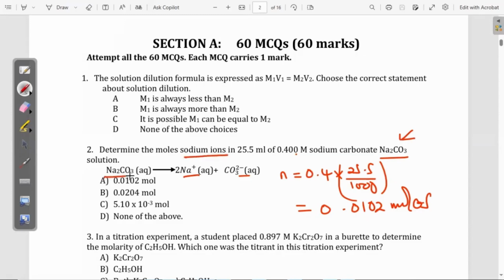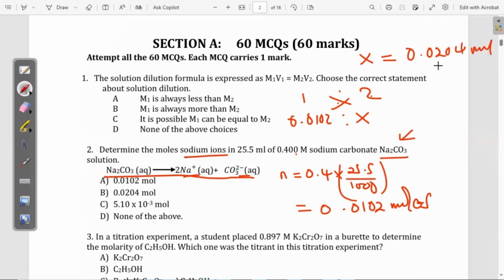Now how do I find the moles of the sodium ions? You go to the balanced chemical dissociation formula, this one. You get the mole ratio of the sodium carbonate to the sodium ion. We can see the mole ratio is 1 to 2. So meaning if I have this now to X, I just cross multiply here. It means X equals this multiplied by that. I'm going to get 0.0204 moles. So these are the moles for the sodium ions. So we pick B as the best answer there.